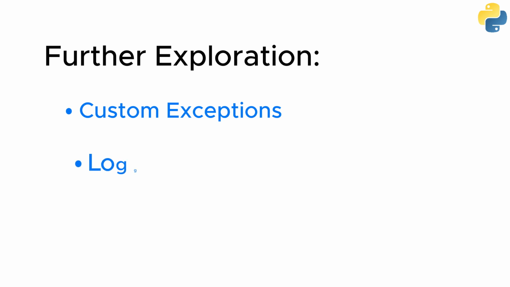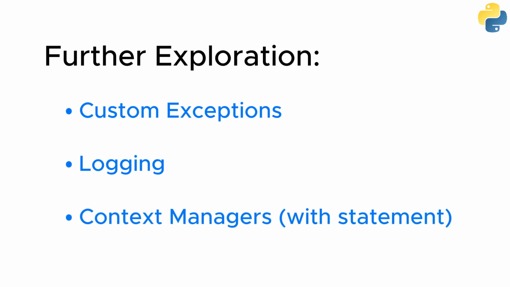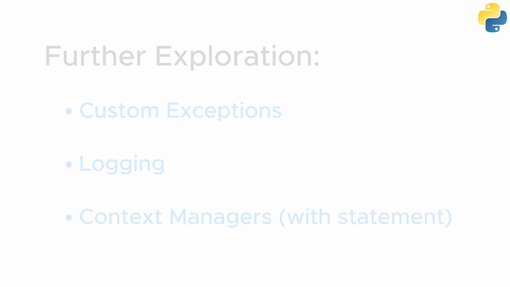For those eager to learn more: custom exceptions. Look into how to create and raise your own custom exceptions for very specific errors in your application logic. Logging: instead of just printing errors, explore Python's logging module. It's essential for larger applications to record errors to files or other systems. Context managers, the with statement. This is a really cool concept, often used with files. It automatically handles setup and cleanup, including error situations. It's a perfect bridge to our next lesson.